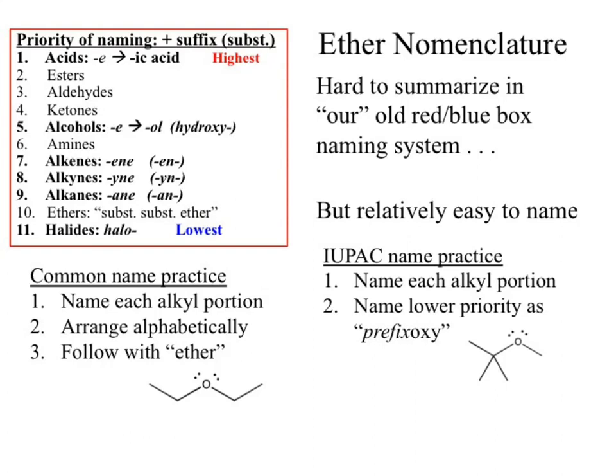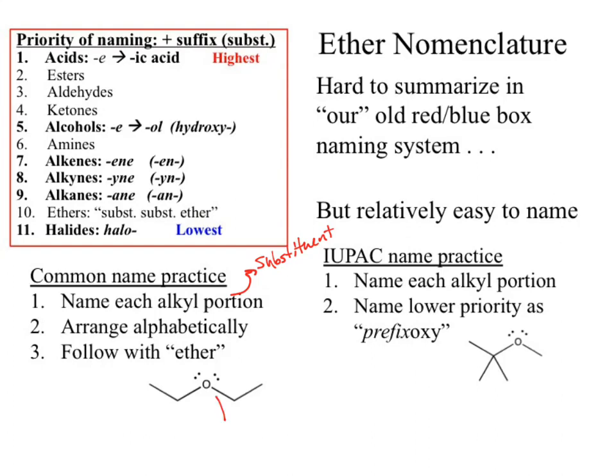Okay, when we get to IUPAC, we're going to do a very similar process. We can name each portion, but we're not going to go with them as substituents. In our common name practice, when we name each alkyl portion, we're going to refer to them as substituents. How do you know it's a substituent?